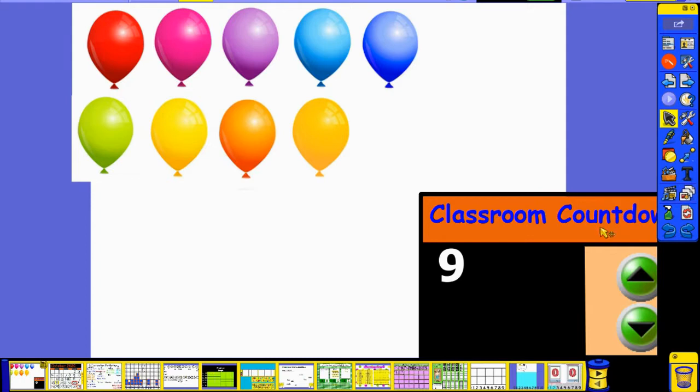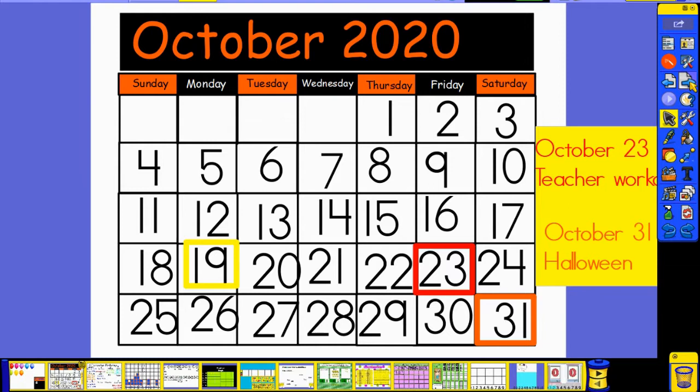So yesterday was 9 days until we come back to school. So let's see, let's pop one balloon. Oops, got to go the other way, right? Okay, let's pop another balloon. 1, 2, 3, pop. 5, 6, 7, 8 days until we come back to school. So exciting. Okay, so let's look at our calendar.